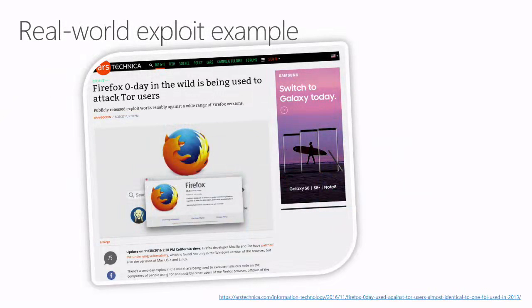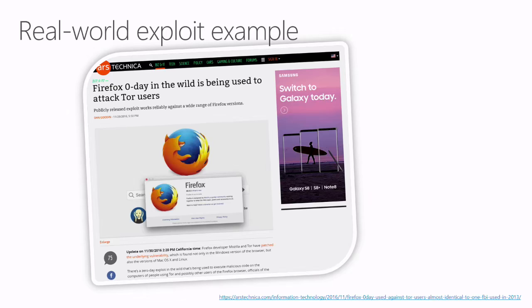So I'm going to talk about a real exploit example that shows how these mitigations can be used against a legacy application. I'm going to be using Firefox because it's a good real-world case. There was an exploit discovered in the wild, a real zero-day. It was actually discovered in November 2016, targeting the Tor browser, which people use to browse the web anonymously.